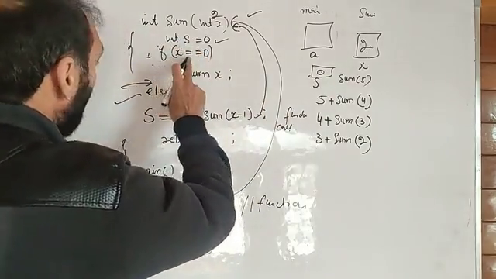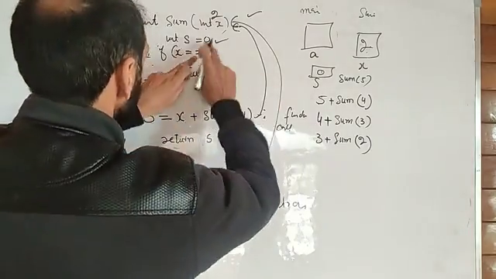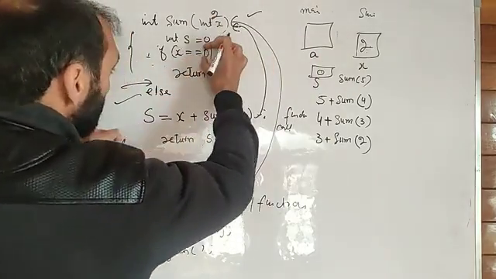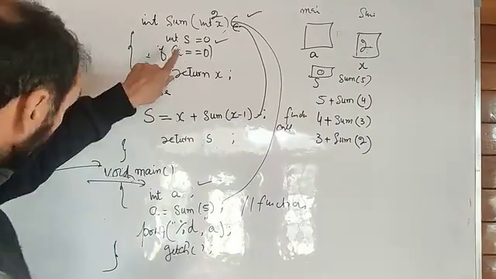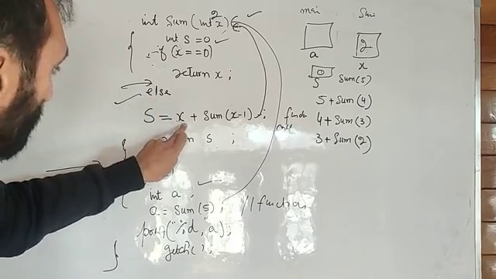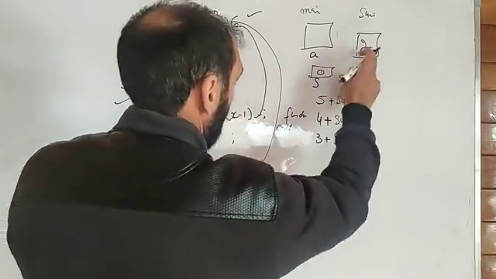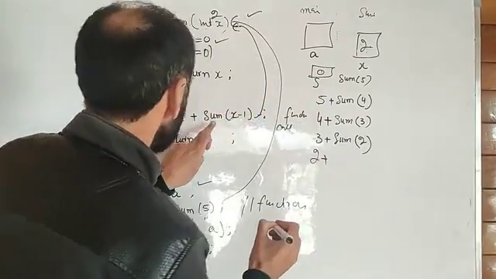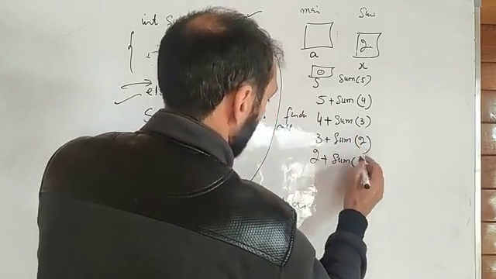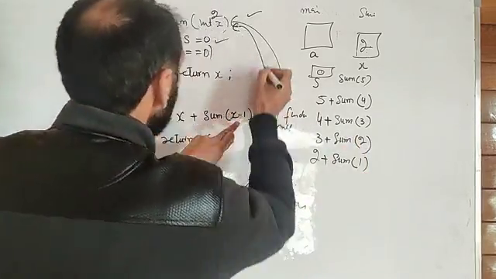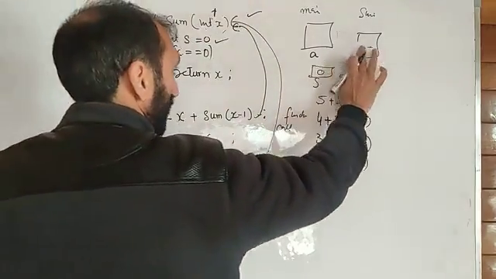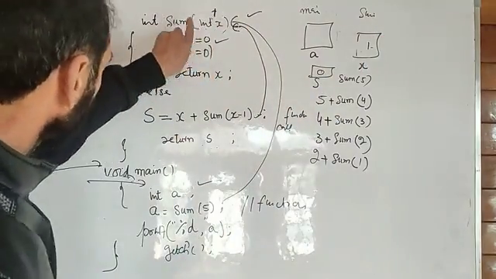Again the control will reach int s equal to 0. S is 0. If x equal to 0? No, x is not equal to 0, x is equal to 2. That means this condition is false. If the condition is false, the control will go to the else part. S equal to x plus, what is x? X is 2 plus sum x minus 1. That means x was 2, minus 1, that is 1. Again the function is going to be called, now x contains 1.